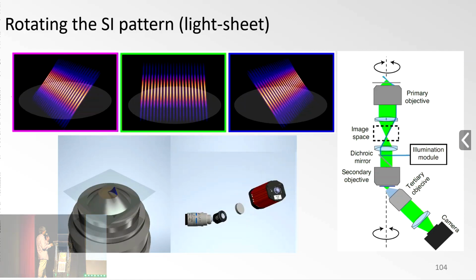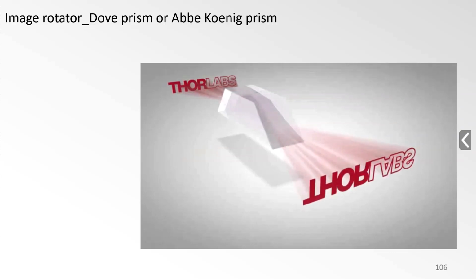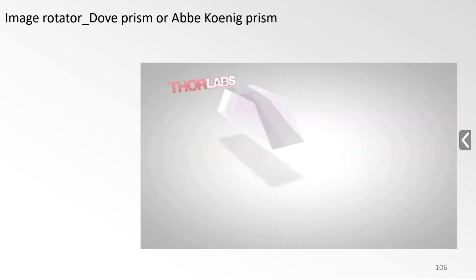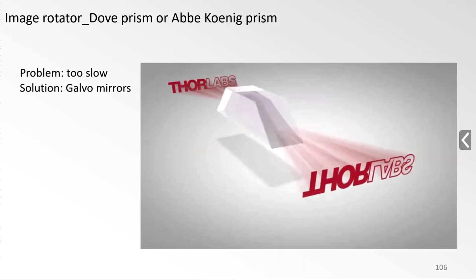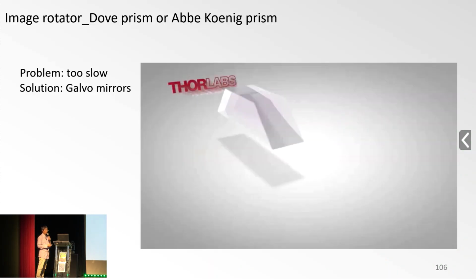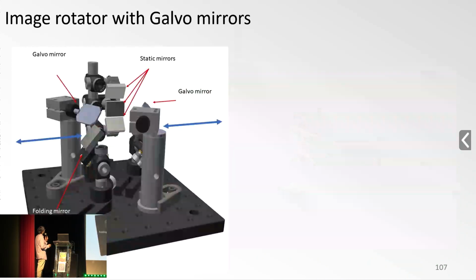So of course, the very naive way is you somehow rotate the patterns here, but correspondingly, you also need to rotate your whole imaging system here. Of course, this is super slow, super bulky, and it's almost impossible. You can use this so-called Abbe-König prism, so that can rotate your image, and this might be a possibility, but to rotate these things is still too slow, and we want to image things fast, because one advantage of SIM compared to other super resolution techniques is you can do that faster. So we want to do that still with the Galvo mirrors. So that's why we came up with this idea, the image rotator with the Galvo mirrors here.